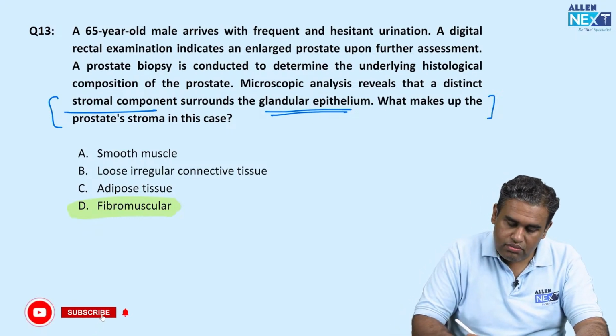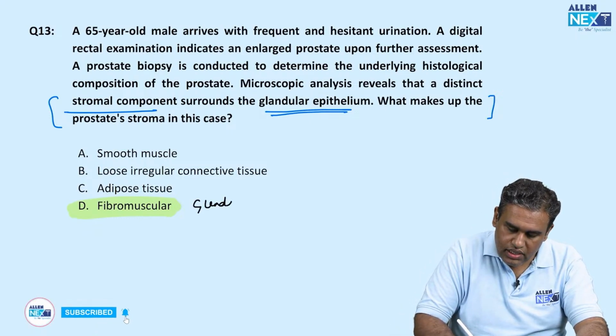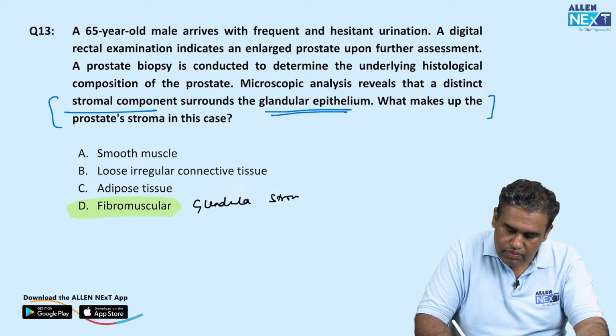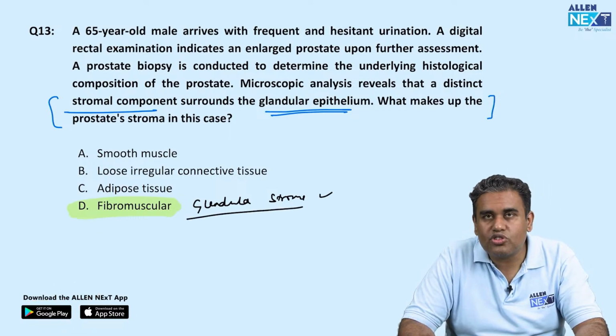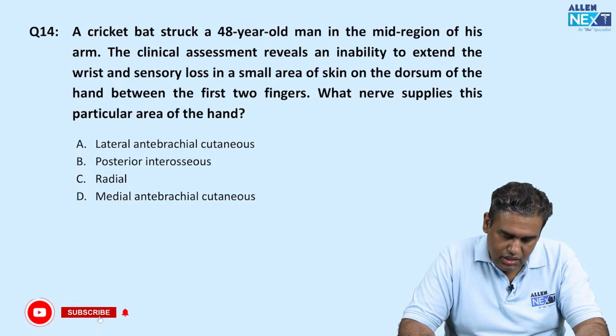Prostate is a fibromuscular glandular stroma, which is what we call a normal prostate. In this case also, the stroma will be fibromuscular, right? Let's see the next one.